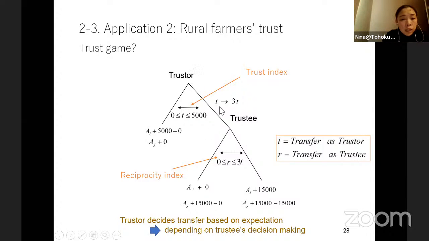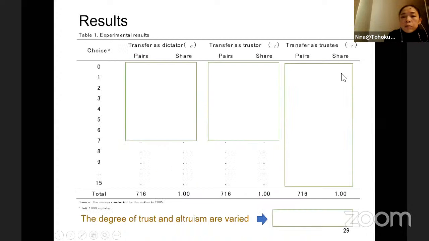So the truster decides the transfer based on the expectation of how much the trustee will return. If he trusts the trustee, then he will invest much money. If he does not trust him, then he will not invest. He will keep the money unchanged because the trustee might take it all for themselves. So this kind of trust game we conduct in rural areas.